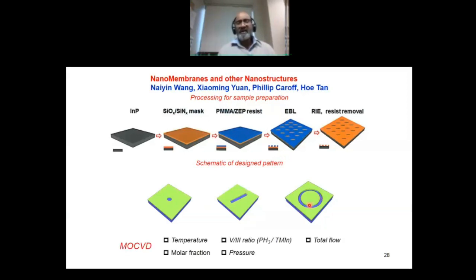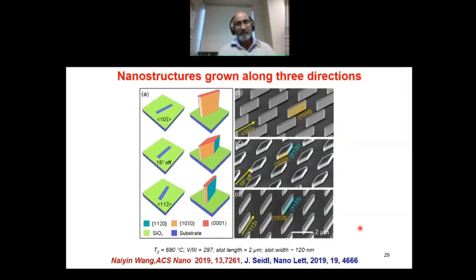Again, he spent a lot of time optimizing the growth conditions of the temperature, flow rates, pressure, and all these things in order to get some of the best quality nanostructures. So you can see that when he opens up this slot along a particular crystallographic orientation of 101 bar, puts this into an epitaxy reactor, heats it up to somewhere between 650 to 750 degrees Celsius, and introduces the gases needed for the growth of indium phosphide, now you can see he can get these beautiful membrane-like structures here.